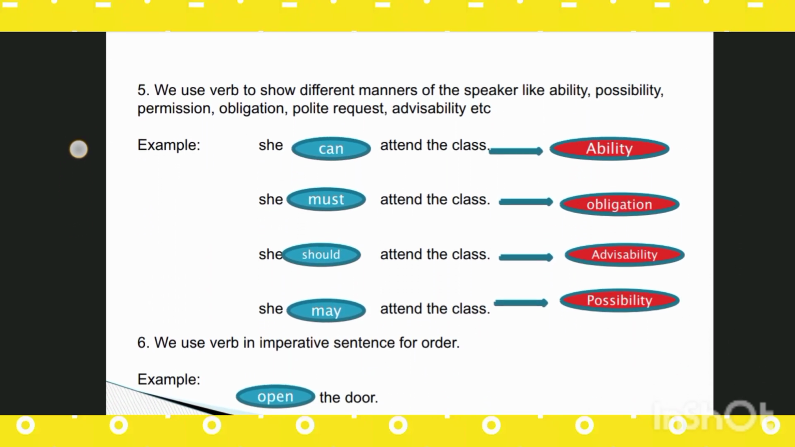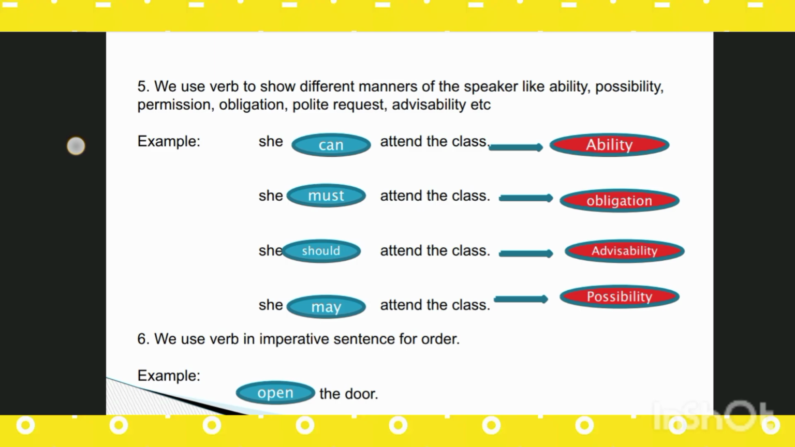Now we have number 5 usage. We use a word to show different moods of the speaker, like ability, possibility, permission, obligation, polite request, advisability, etc. In the second usage, the speaker shows ability, possibility, permission, obligation, polite request, advisability. They can be used in six different types of usage.